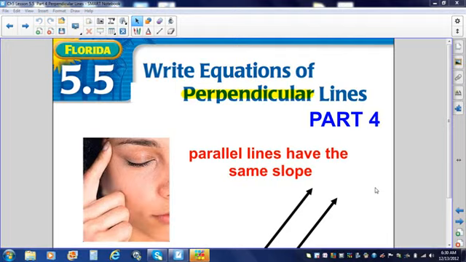Today's lesson is going to be 5.5. We're going to write equations of perpendicular lines. So please write your spiral lesson 5.5, equations of perpendicular lines. This will be part 4 of 5.5. Parts 1, 2, and 3 were on parallel lines.